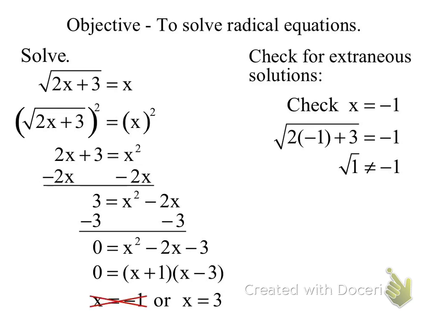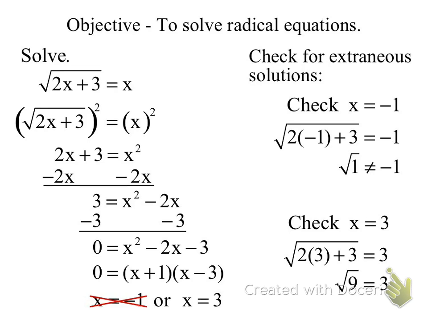When I try 3, 6 plus 3 is 9. What's the square root of 9? 3. That works. So that is our solution. Are you guys remembering this? So you got to remember to check. You got to remember that when we square, we don't take an absolute value. It's when we root that we take an absolute value.